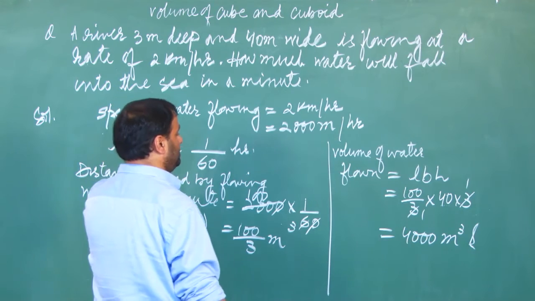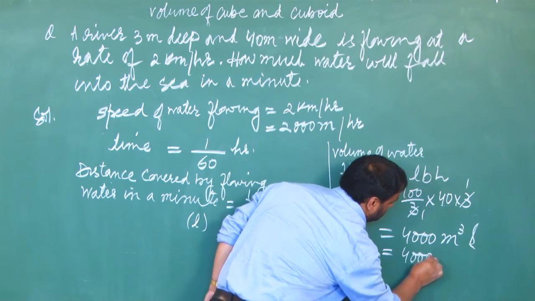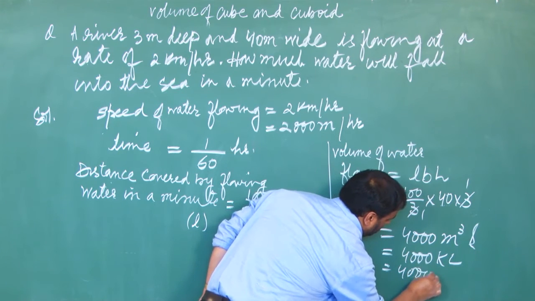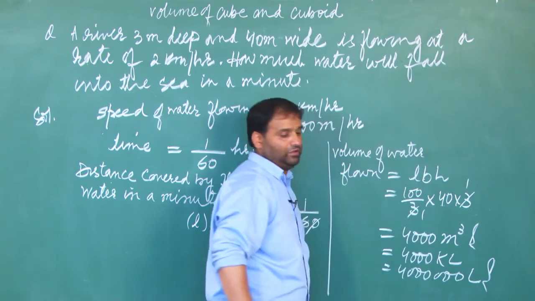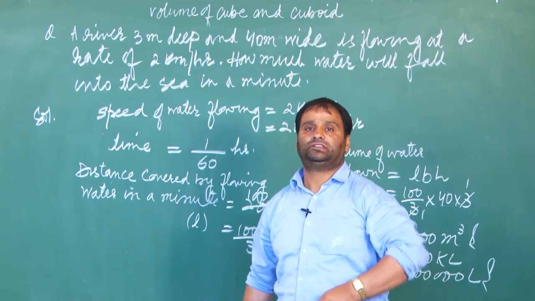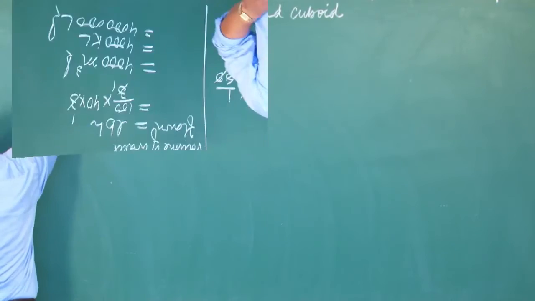It is 4000 meter cube. You can write it as 4000 kiloliters. You can write it as multiplied by 1000 as much liters. I hope you have understood that question, that how this flowing river forms an imaginary cuboid.